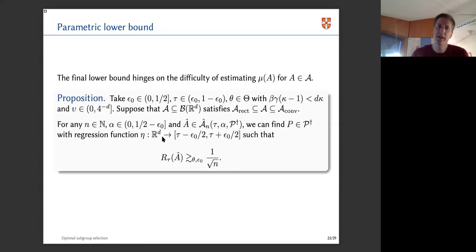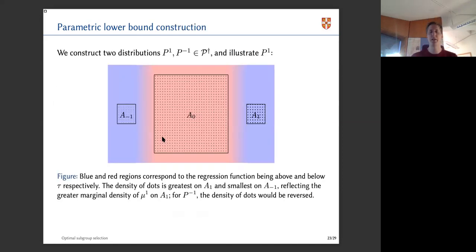And then the second type of argument we use for the lower bound is what gives us the parametric lower bound, the 1/√n rate. That's a little bit more standard as a construction. So here again, blue is where we're above Tor and red's where we're below Tor. And the marginal distribution is uniform on each of the three squares here, but uniform with different levels. So that the light dots are lower density in the A0 region, where it's medium level, and then we're higher at A1.